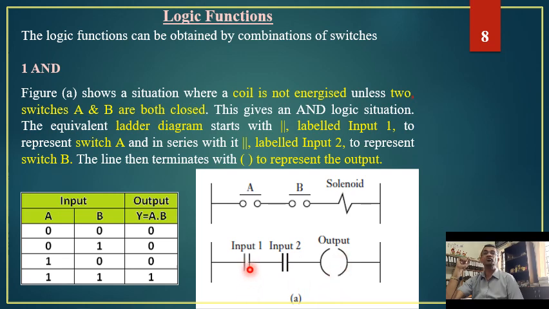So when input 1 is off and input 2 is off, the output is off. 0, 0 equals 0. That is this one, the first line. In the second one, A is 0, B is 1, still 0. So input 1 is 0, and input 2 is available. When input 2 is available, this turns closed. Although this is closed, because input 1 is open, there is no flow of current, that is why there is no output.